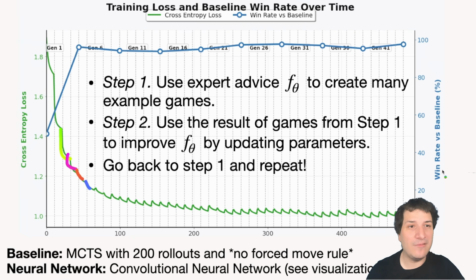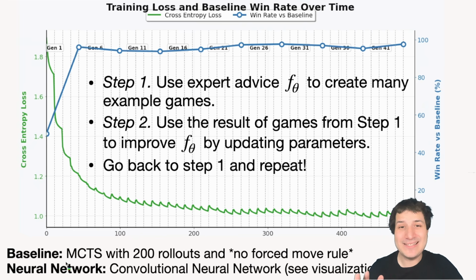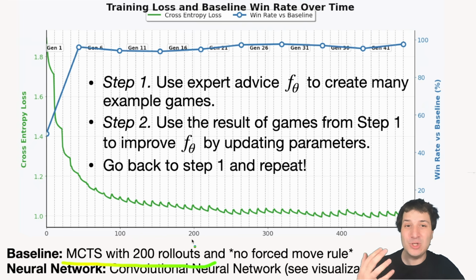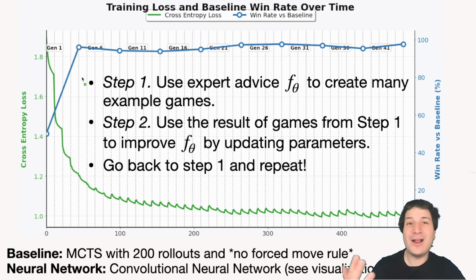In blue here, I have plotted the win rate against the baseline. The baseline I started with is what we had at generation 0. We were winning 50% of the games to begin with. It is a very simple Monte Carlo Tree Search with 200 rollouts. This is actually a very bad algorithm. 200 rollouts is not really enough for the algorithm to play Connect 4 at a human level. This is very easy to beat, and so our algorithm is quickly able to beat it. By generation 5, it is winning like 95% of the games.